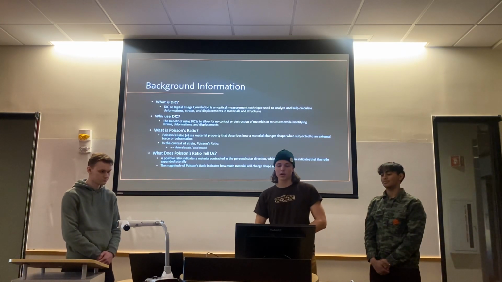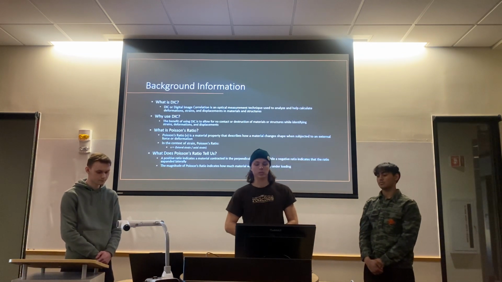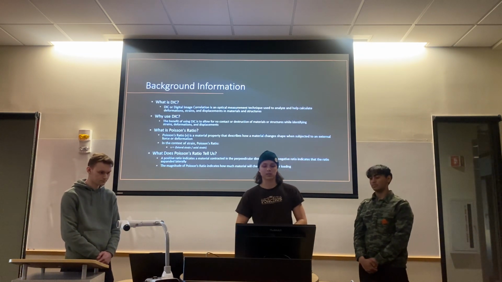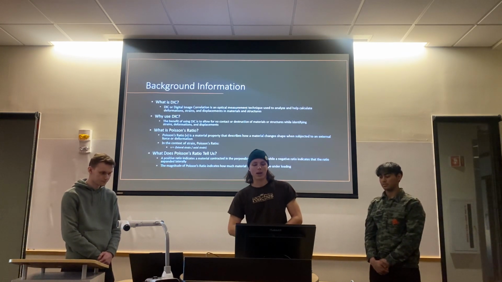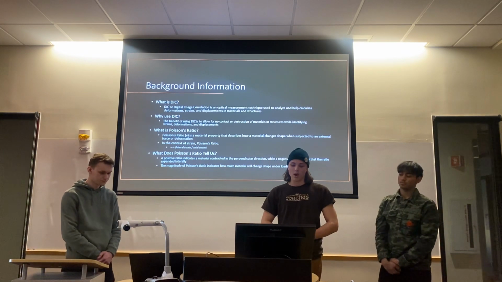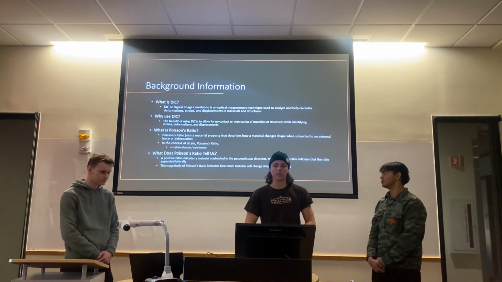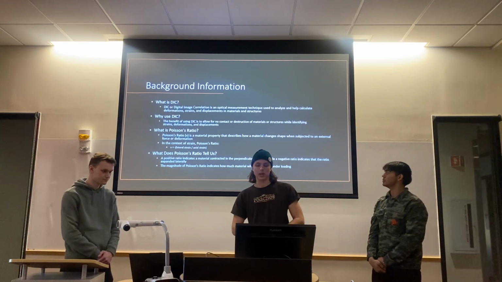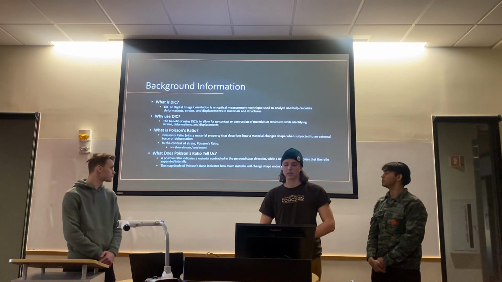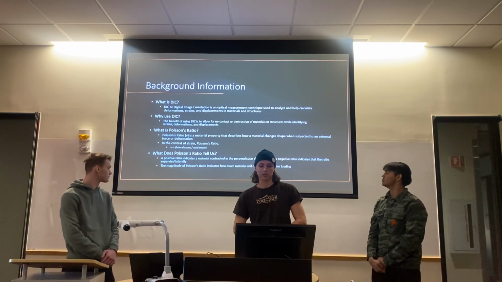Poisson's ratio is a material property that describes how a material changes shape when subjected to an external force or deformation. To calculate this, it is a ratio of the lateral strain over the axial strain. The magnitude of this ratio will determine how much the material will change shape under loading. A positive ratio indicates a material contracted in the perpendicular direction, while a negative ratio indicates that the material expanded laterally.